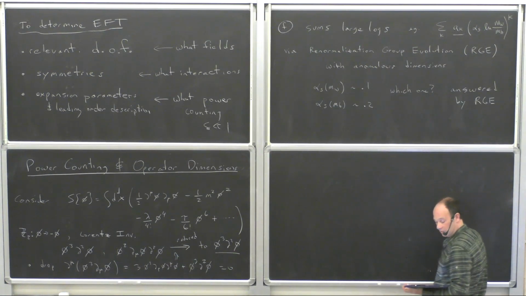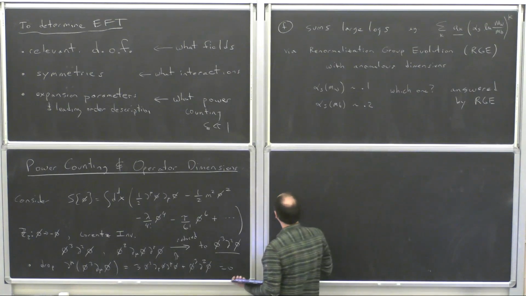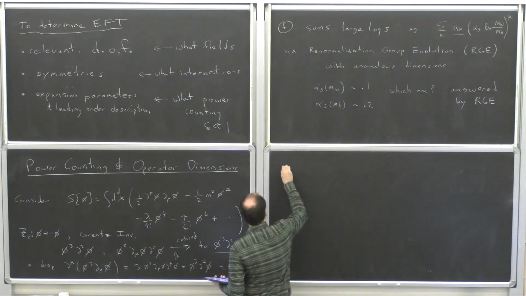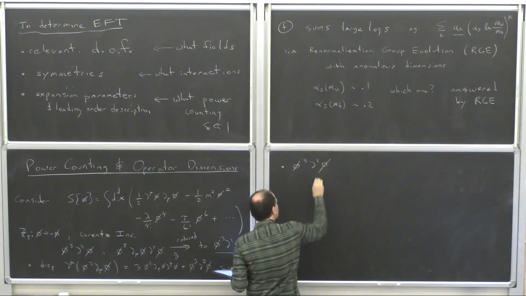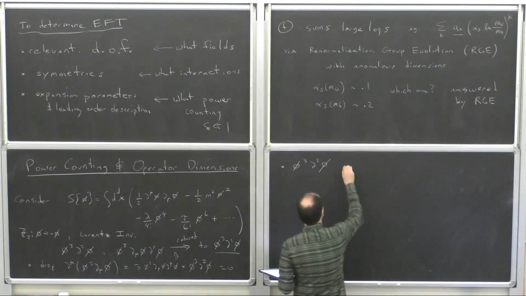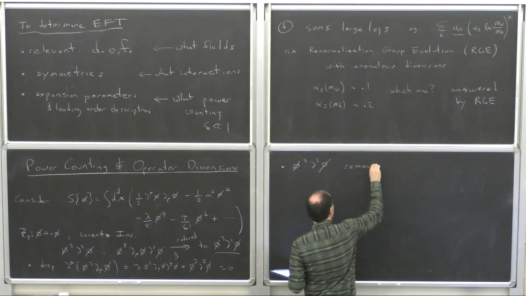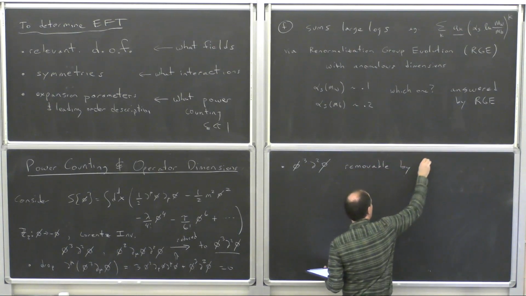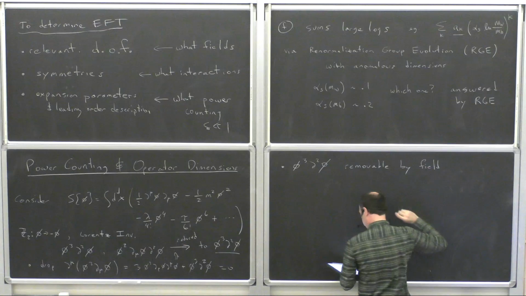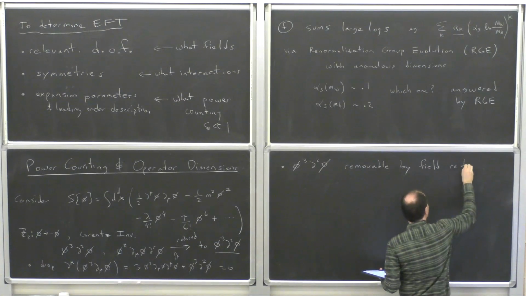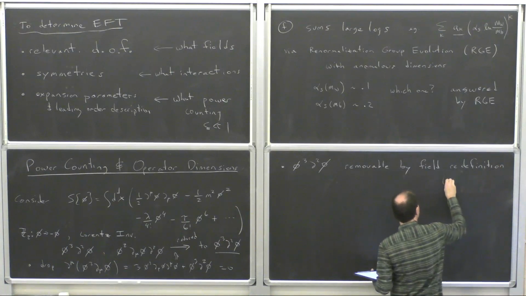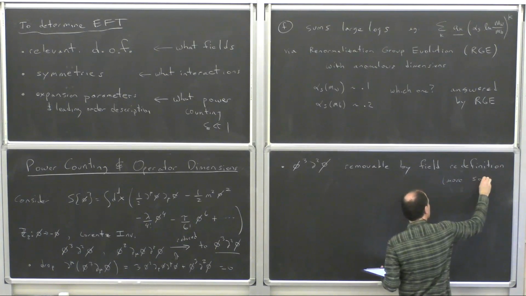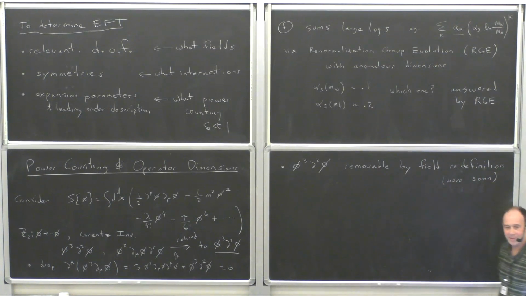So why am I allowed to leave that one out? That's a little more tricky, and I'm going to come back to it at the end of this discussion. I claim that this operator is removable by a field redefinition. This is a kind of change of variable in my effective field theory, and it's allowed to do such changes. We'll leave it aside and just trust that what I'm telling you is true, and then I'll come back at the end and explain why.